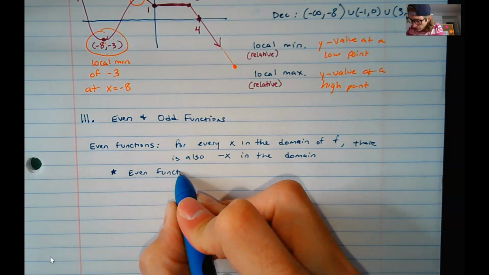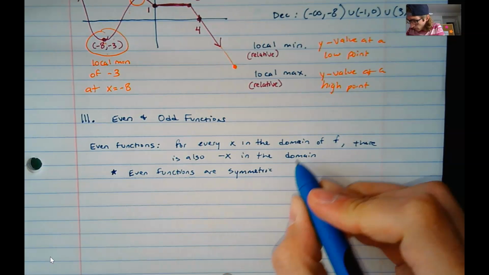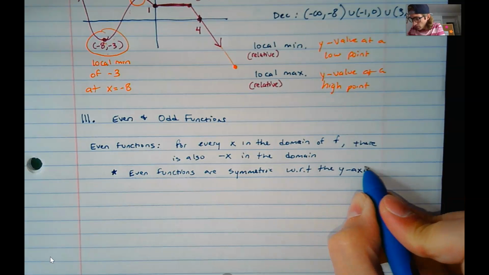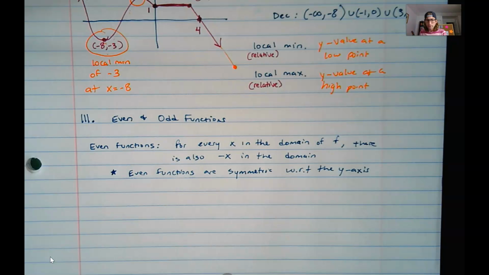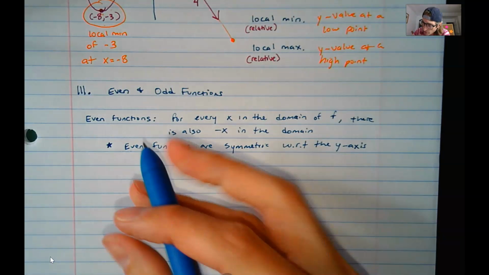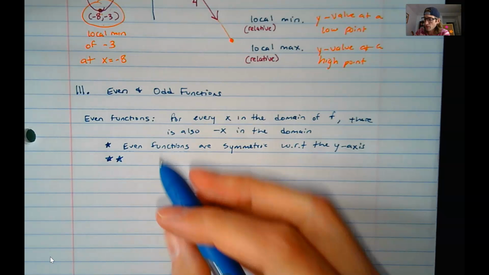Even functions are symmetric with respect to the y-axis. So we've already talked a little bit about symmetry, so this should be a little familiar. If you think back to what we talked about with symmetry, how did we test for y-axis symmetry? We took x, we replaced it with -x, and we got back to the same thing. So our definition for even functions takes that and uses function notation with it.